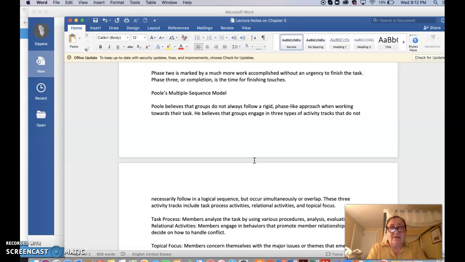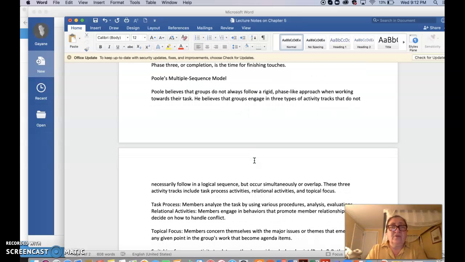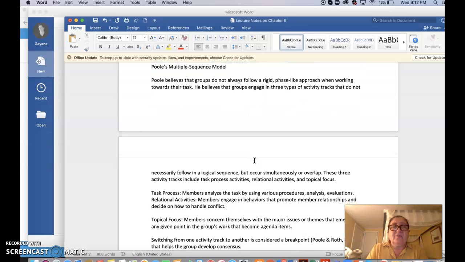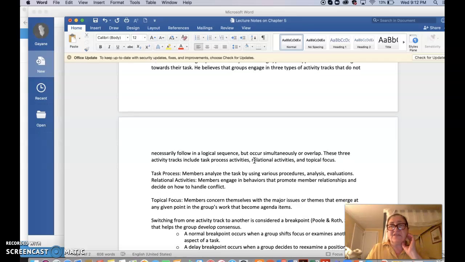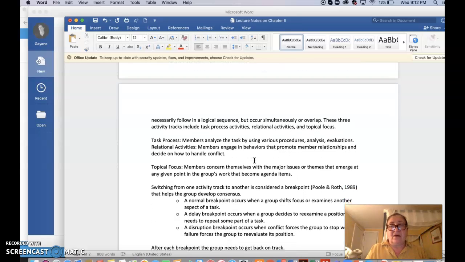Another model is created by Poole. Poole's multiple sequence model. Poole believes that groups do not always follow a rigid phase-like approach, but there are 3 dimensions to the group's work, and sometimes those 3 aspects overlap or coexist. He believes that 3 types of activity tracks do not follow a logical or time sequence. These are process activities, relational activities, and topical focus.